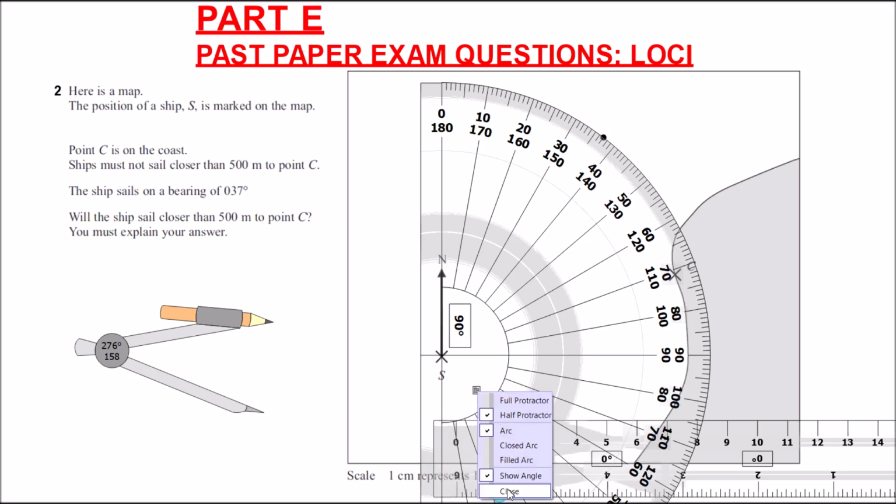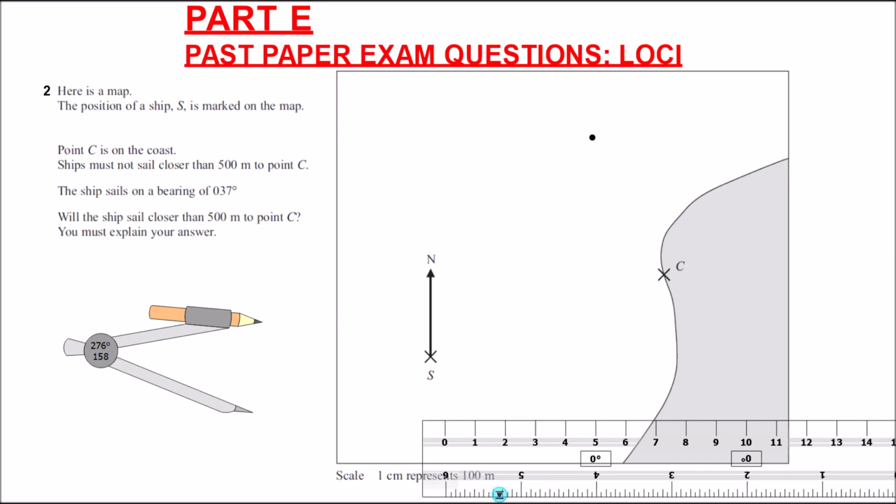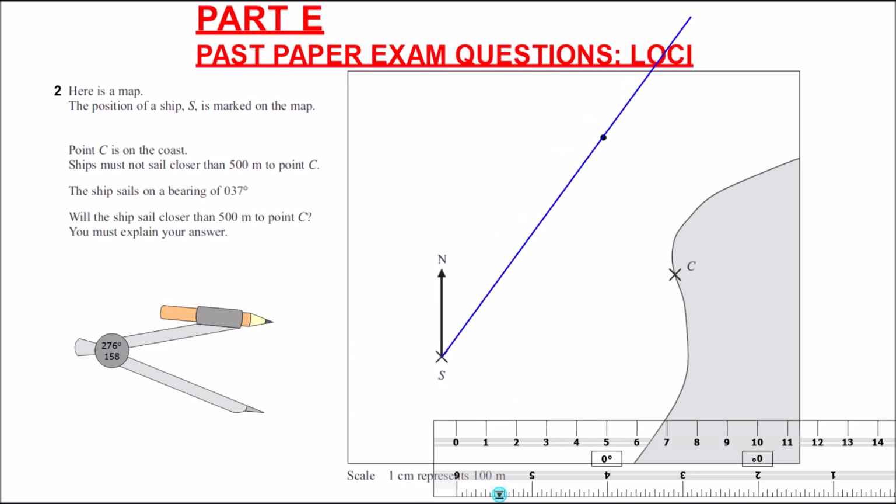So now we're done with the protractor, so we can remove it, and then with a straight line, what we're going to do is just draw on that bearing of 37 degrees, like so. And so what we've done here is a 37 degree angle.